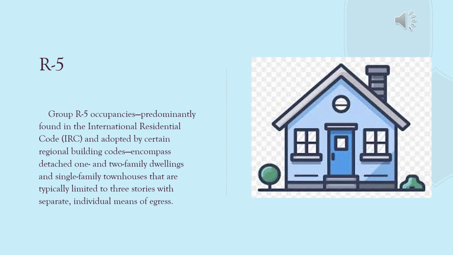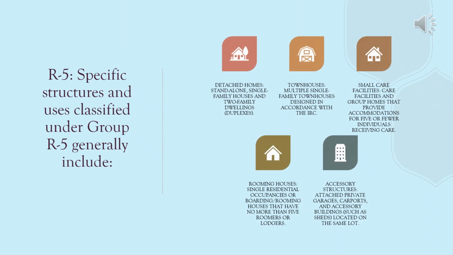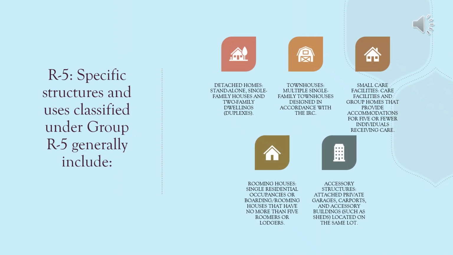R5 occupancies are predominantly found in the IRC and adopted by certain regional building codes. They encompass detached one or two family dwellings and single-family townhouses that are typically limited to 3 stories and separate individual means of egress. There are 5 subcategories in the R5 classification.